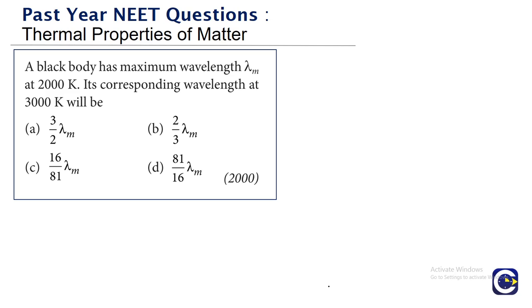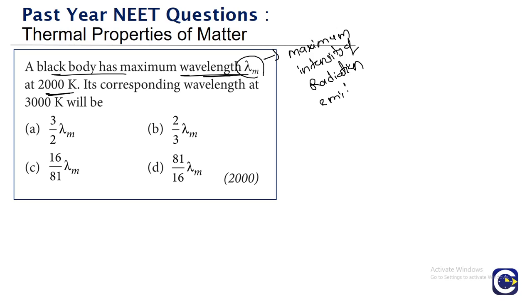Next we have another question which is based on the Wien's displacement law. A black body has maximum wavelength lambda m. So whenever they say maximum wavelength, what is it? This is the wavelength corresponding to the maximum intensity of the radiation emitted. It's corresponding to what?